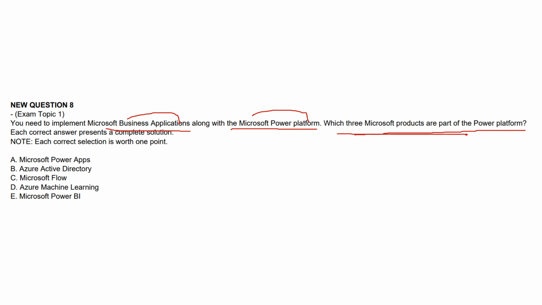So we use Microsoft Power Apps first. Second one is Microsoft Flow, and third is Microsoft Power BI. These three products are parts of Power Platform.